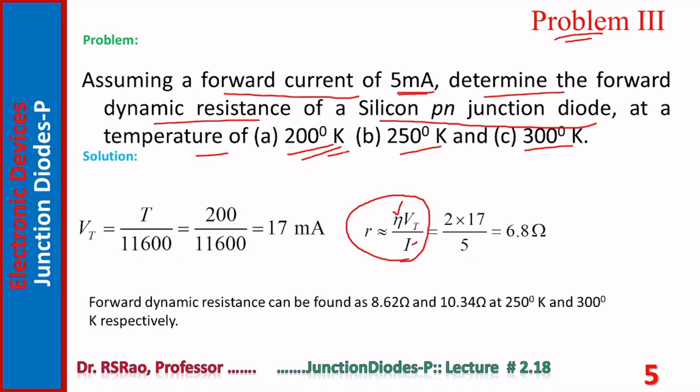When temperature is 200 degree Kelvin, Vt is T by 11,600. It is equal to 200 by 11,600. It turns out to be 17 millivolts. Substituting 17 millivolts in this relation for Vt, 5 milliamperes for I, and 1 for eta, one can get R as 6.8 ohms. Similarly, for 250 Kelvin and 300 Kelvin, one can also find dynamic resistance. It is 8.62 ohms at 250 Kelvin and 10.34 ohms at 300 Kelvin.